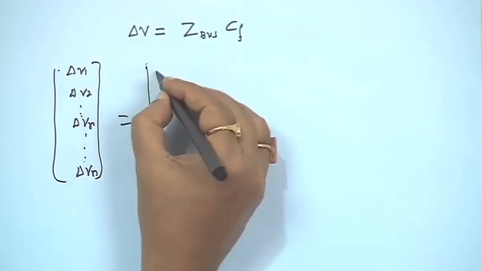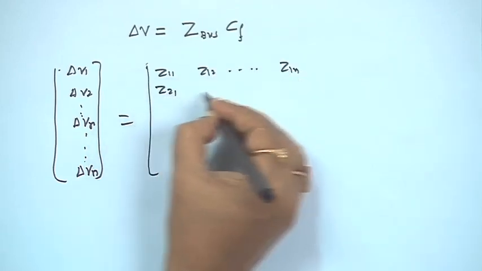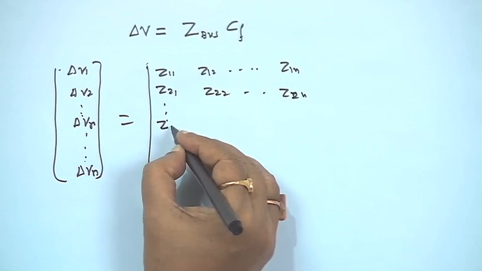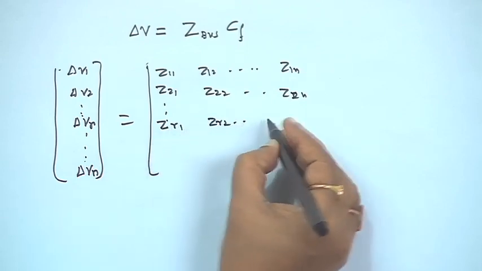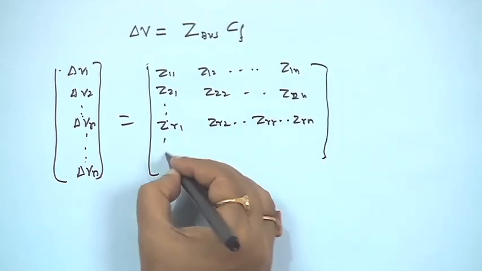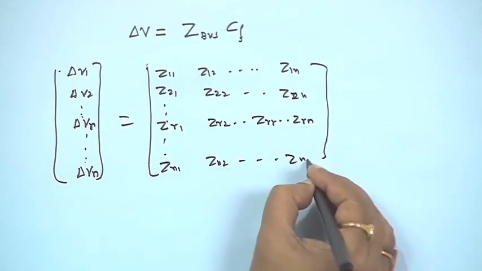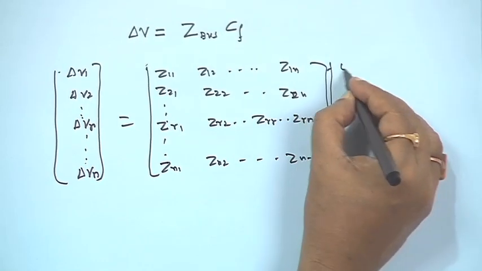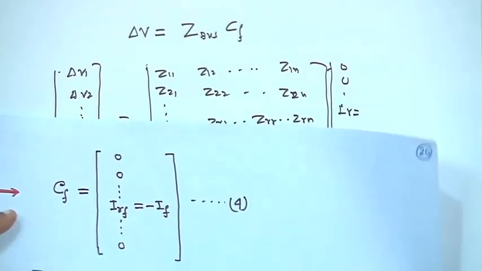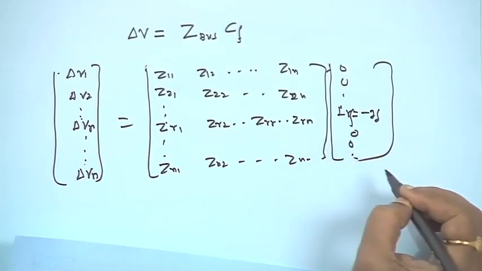Zbus. So, Z11, Z12, then Z1n, then Z21, Z22, Z2n, right. If you come to the rth bus, it will be ZR1, ZR2, somewhere the element ZRR will come, then ZRn. And then your last row, Zn1, Zn2, then Znn, right. And this fault current vector has all zeros except the rth bus, where IR is equal to, as we have taken, IRF is equal to minus IF, and all others are zeros.